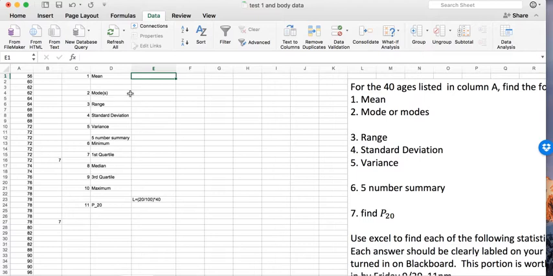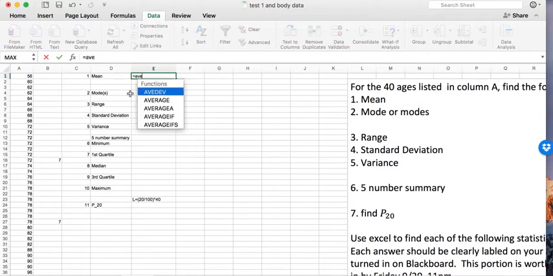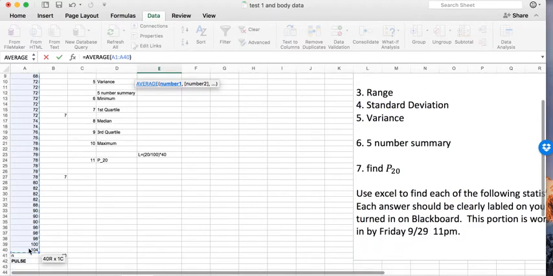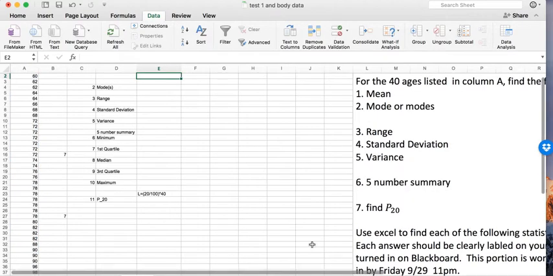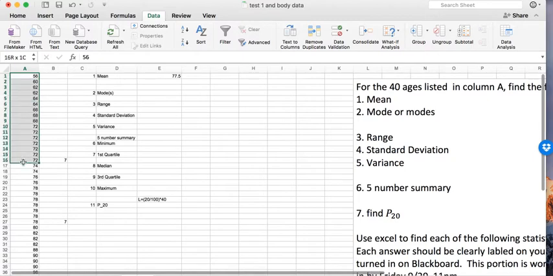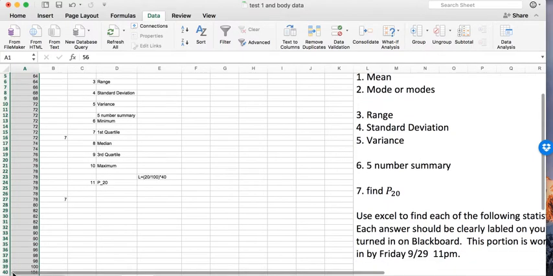So to find the mean, we're going to use the Excel function average. Select our data, and just enter. And our mean is: add all the data together and divide by 40, 77.5, our average or mean pulse rate. I would suggest that you sort your data from lowest to highest.